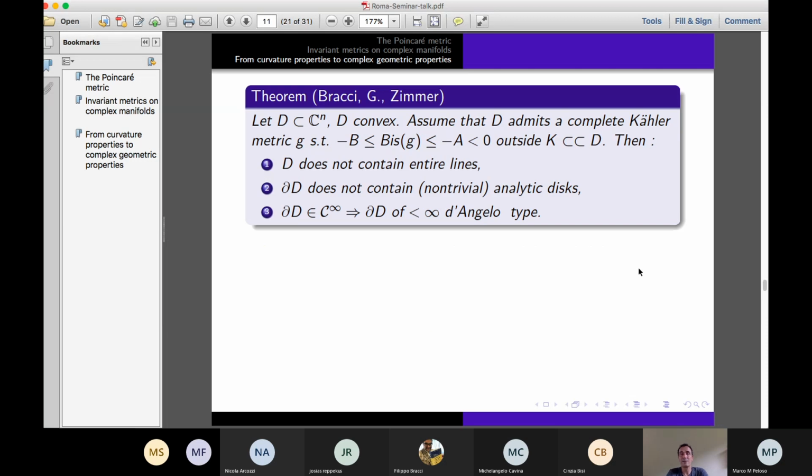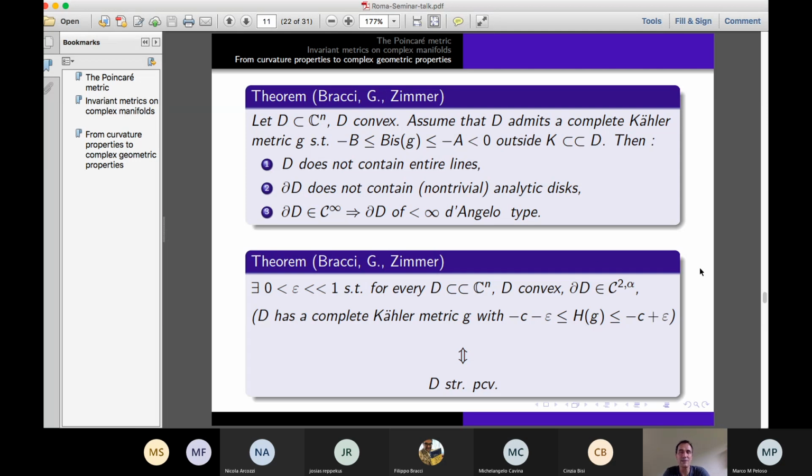But in fact, it happens that this is also an equivalence. I should be careful when I say that. It's just that we have this direction: from the existence of a complete Kähler metric with holomorphic bisectional curvature negatively pinched to a domain of finite type. But it seems the converse is also true, and we are still working on that.